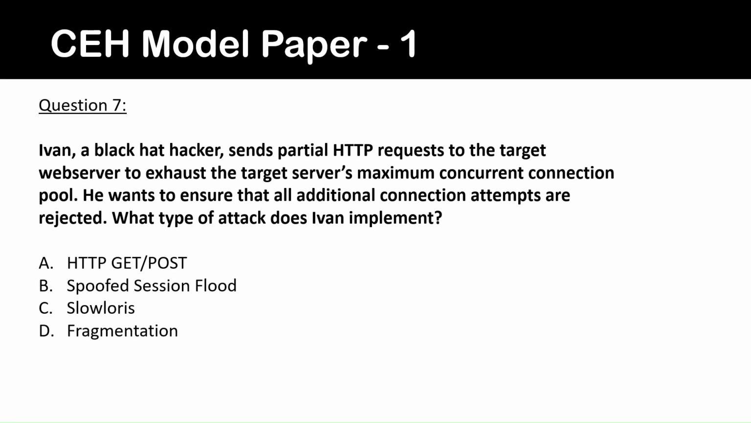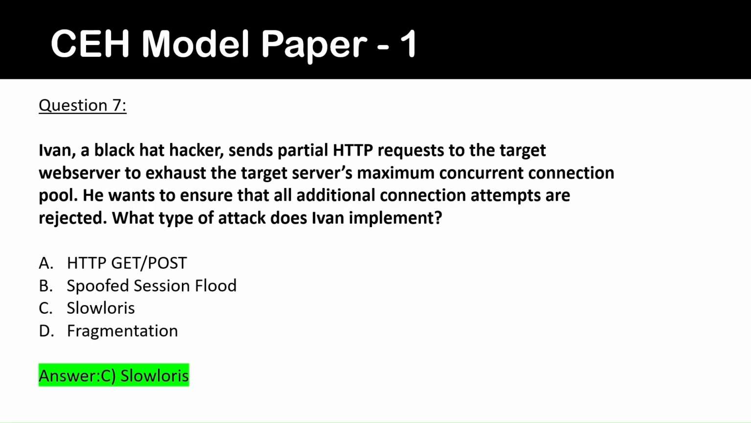Question 7. Ivan, a black hat hacker, sends partial HTTP requests to the target web server to exhaust the target server's maximum concurrent connection pool. He wants to ensure that all additional connection attempts are rejected. What type of attack does Ivan implement? The options are A. HTTP get or post. B. Spoof session flood. C. Slowloris. D. Fragmentation. The answer is C.